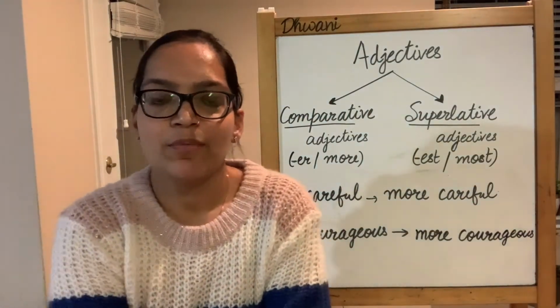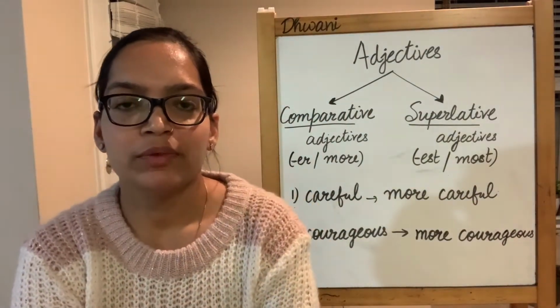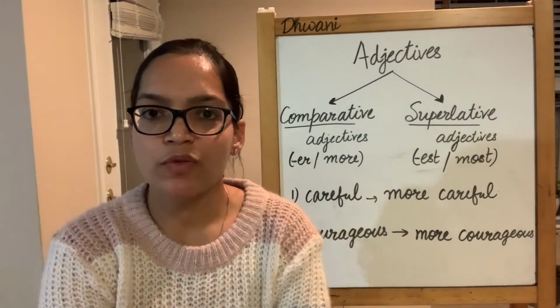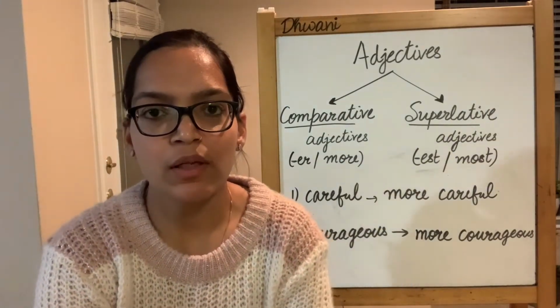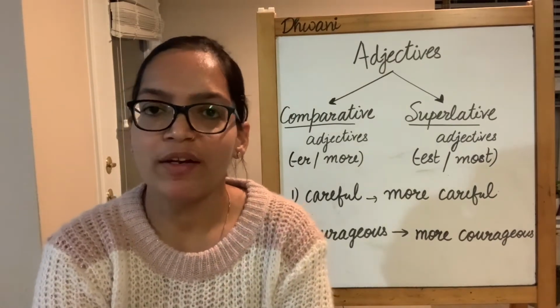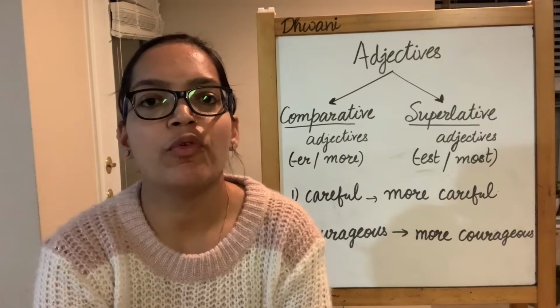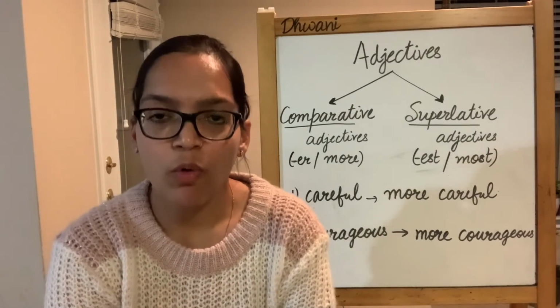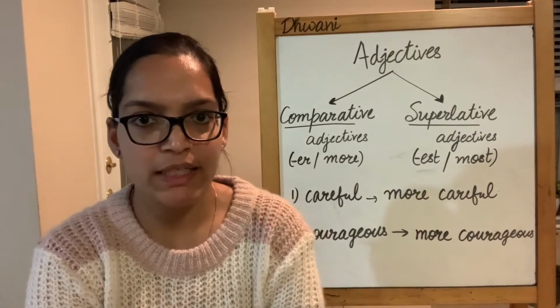Now there's an exception to this rule of er and more, where we have some words which have more than one syllable. They end in Y. So all those adjectives which end in Y and have more than one syllable, irrespective of the number of syllables that they have, will always end in ier.